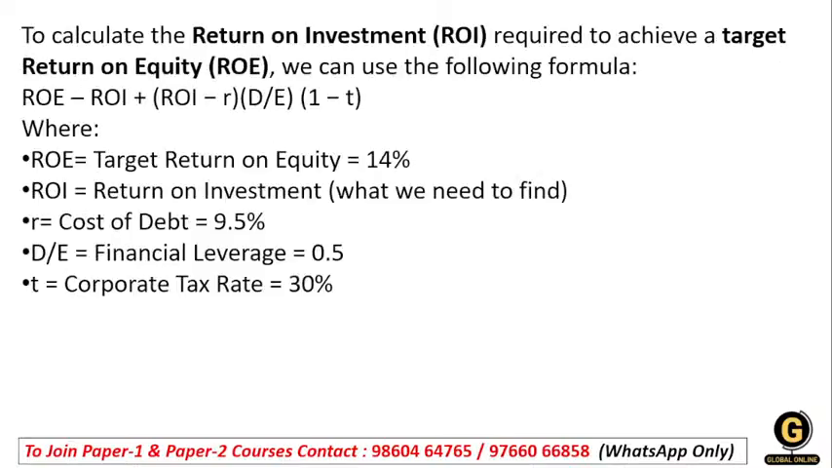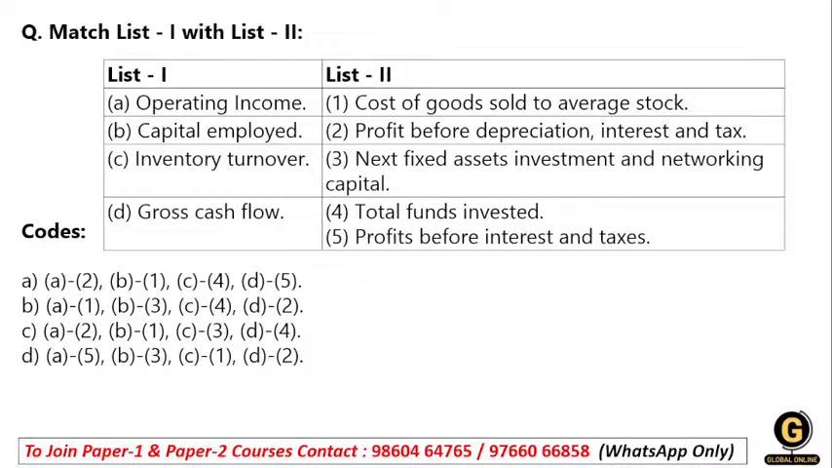Then the next question. List number 1: operating income, capital employed, inventory turnover, gross cash flow, and you have to match with list number 2. Now first of all, what is operating income? What do you mean by operating income?